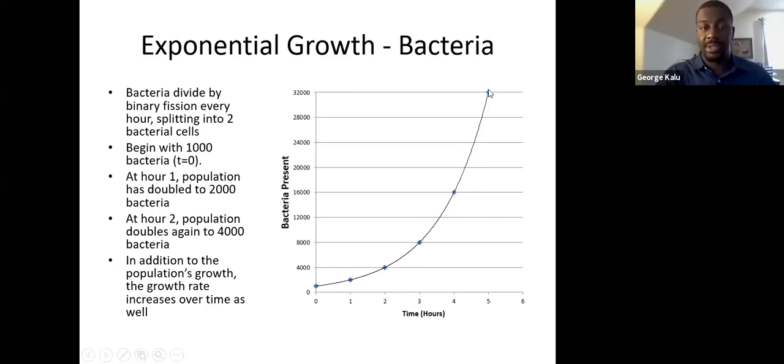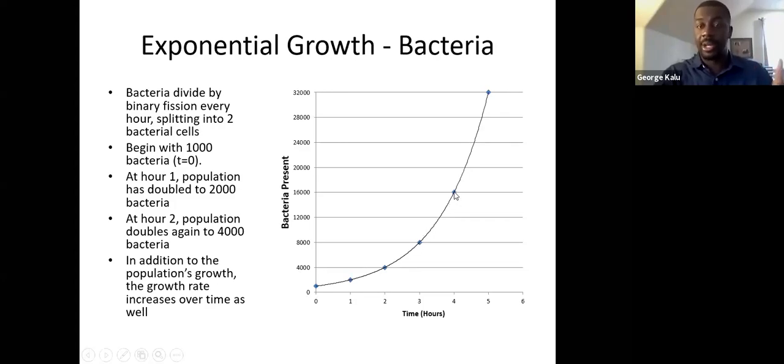Now we have 32,000. So not only are we seeing the population growth increase in and of itself, but we're also seeing the growth rate increase. We went from 1,000 to 2,000 bacteria, that's a difference of 1,000 during the first hour. During the second hour, we increased by 2,000 bacteria, from 2,000 to 4,000. During the third hour, we increased from 4,000 to 8,000, so that's another increase of 4,000 bacteria. Then from 8,000 to 16,000, that's a growth rate again.